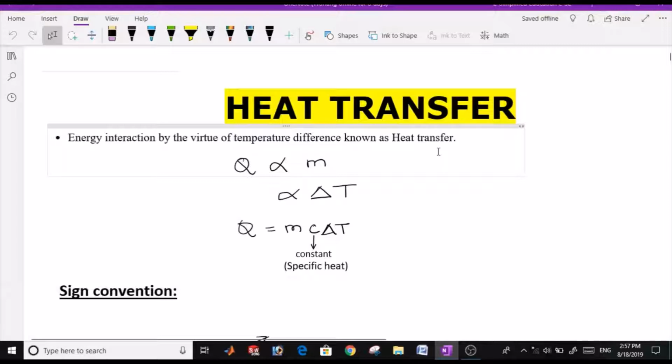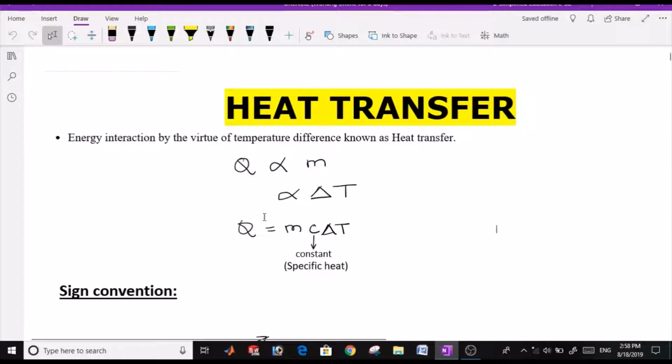In the last lecture we discussed the zeroth law of thermodynamics and the work energy interactions. Now I will discuss the heat transfer processes and I will calculate the heat energy for different thermodynamic processes. Next we will discuss the first law of thermodynamics. So coming to the heat energy interactions, that is mainly heat transfer.